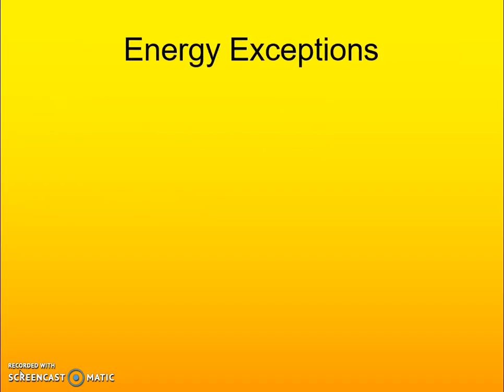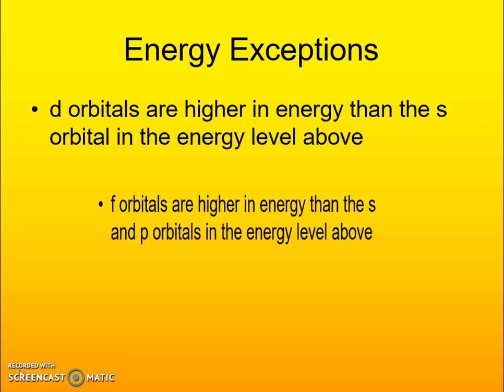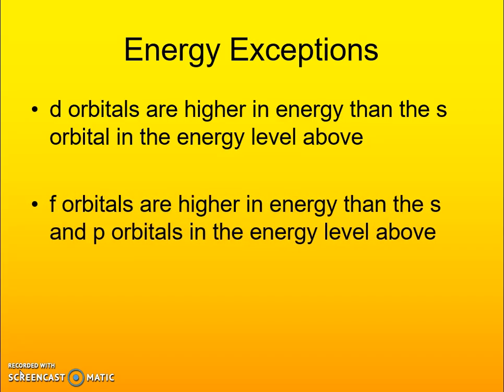So there are some weird energy exceptions that happen based upon the fact that not only do you have energy levels and different amounts of energy within those, but the sublevels have different energy too. The first one is that these d orbitals are actually of higher energy than an s sublevel in the energy level below. And then even crazier, the f orbitals are even more energy than the s and the p in the energy levels above. So you have to kind of account for this, and a chart will make this a little bit easier to follow, which we'll see in a second.